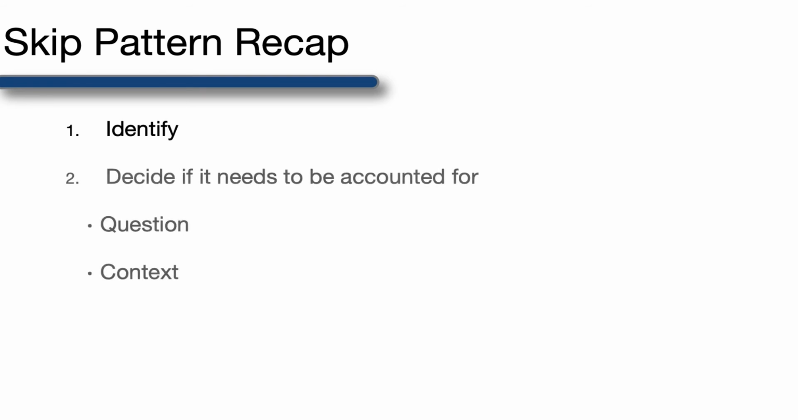Okay, before we wrap up, let's quickly recap what we learned about skip patterns. Your first task is just to identify the skip patterns. Then you must decide if you need to do anything to account for the skip pattern. I suggest you do this by thinking about your research question and the other information available to you in the context of the entire dataset. Once you've decided that you need to account for the skip pattern, you can typically do so using the data management techniques you've learned in this course.